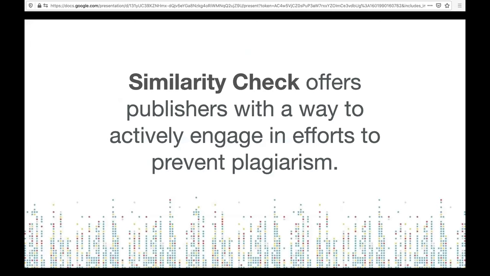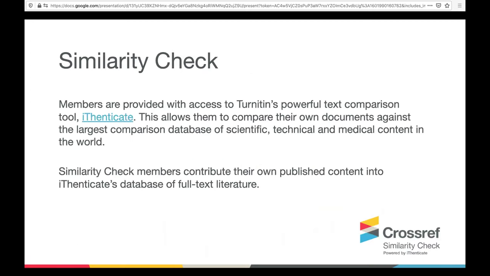All right, next up, Similarity Check, which is one of our most popular services. This is a way for publishers to actively engage in efforts to prevent plagiarism. To do this, our members are given access to Turnitin's powerful text comparison tool called Authenticate. They can use this to compare their own manuscripts against the largest comparison database of full text academic content in the world. There are several other plagiarism screening tools available, but using Authenticate as a Similarity Check member is unique as it creates a relationship between content owners and Turnitin. Similarity Check members have a reduced fee for the use of Authenticate because they contribute their own published content into Turnitin's database of full text literature. That means as the number of Similarity Check members grows, so too does the size of the Authenticate content database.